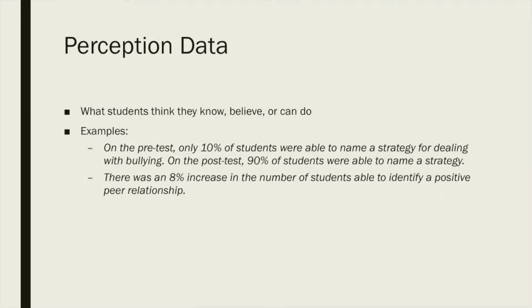Perception data includes what students think they know, believe, or can do. It might be a pre-post test, an assignment, or a survey. Be concise, but list enough details that the stakeholder who is reading the results report can get an idea of what was measured and how perception or knowledge changed over time. Some examples might be: on the pretest, only 10% of students were able to name a strategy for dealing with bullying. On the post-test, 90% of students were able to name a strategy. There was an 8% increase in the number of students able to identify a positive peer relationship.